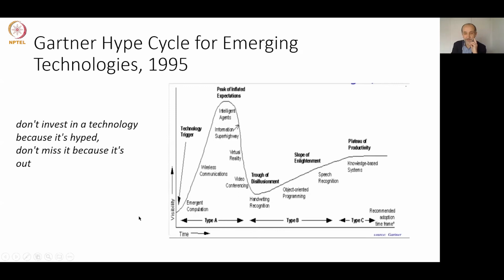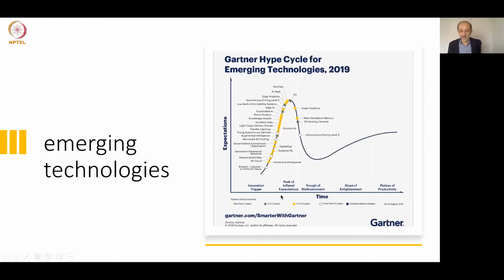What we can learn from this is that decision makers learn not to invest in a technology just because it is hyped, because when it is hyped, it can soon disappear. And they don't want to miss it because it is out. It means we need something which will help us put a measurement on this time axis. Unfortunately, even today, we have no time measurement on the hype cycles suggested for the different technologies.